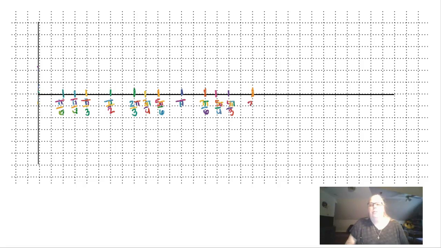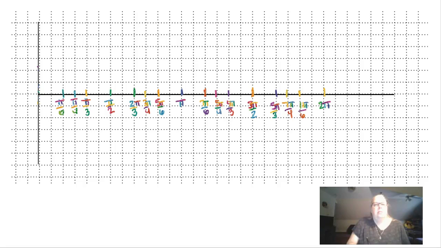18 pi over 12, that reduces to 3 pi over 2. 19 pi over 12, not on the unit circle, but 20 pi over 12, that reduces to 5 pi over 3. 21 pi over 12, that reduces to 7 pi over 4. And 22 pi over 12 reduces to 11 pi over 6. 23 pi over 12 not on the unit circle, but 24 pi over 12 reduces to 2 pi. Okay, so here are all the angles on the unit circle. And we're going to draw our graph based on this.